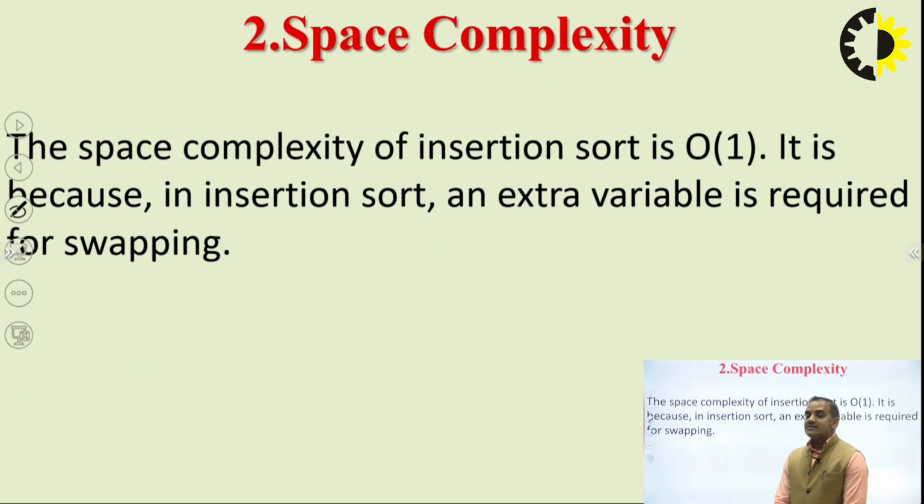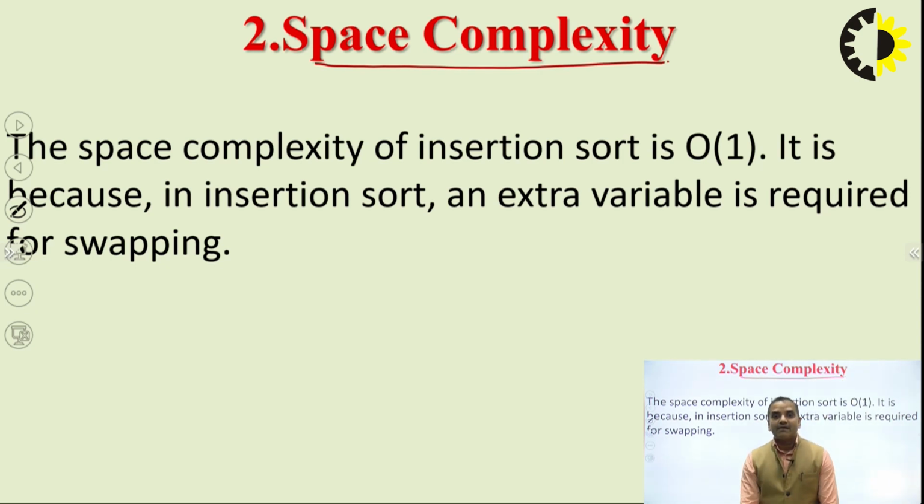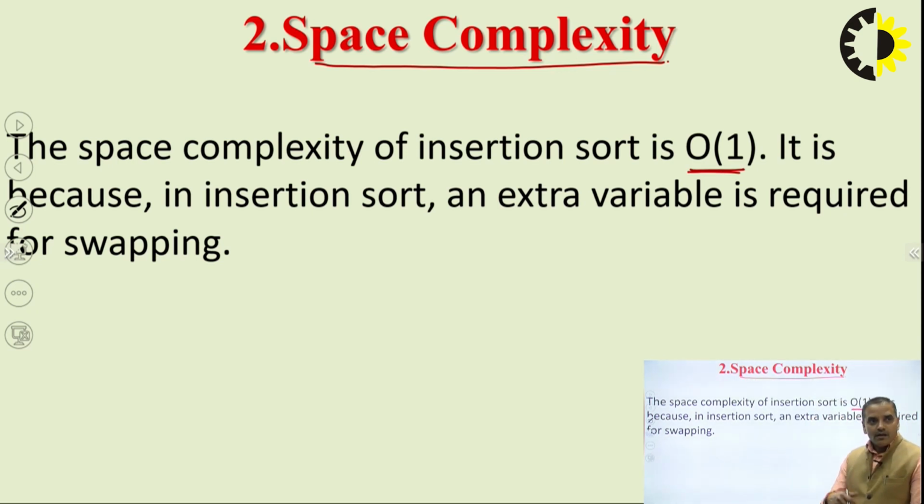And the next one is space complexity. Space complexity depends on input variables. That means how many input variables are required, this determines the space complexity. If the number of variables is 1, then the space complexity is 1. If the number of variables increases, then the space complexity also increases.